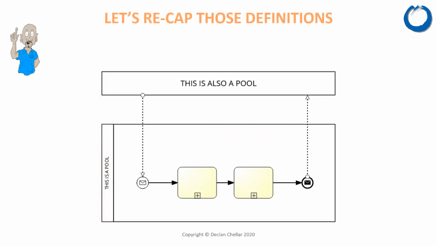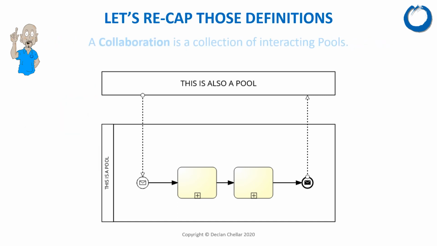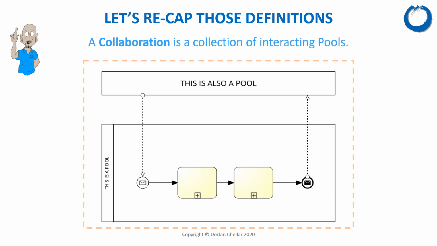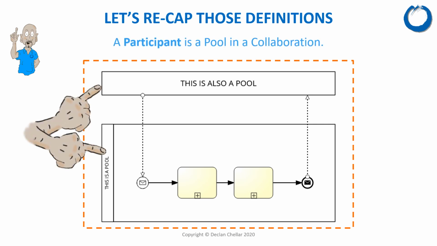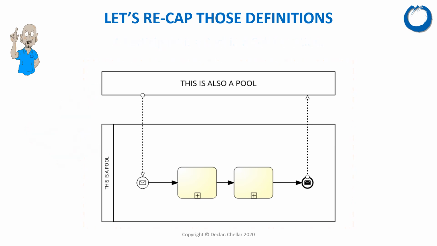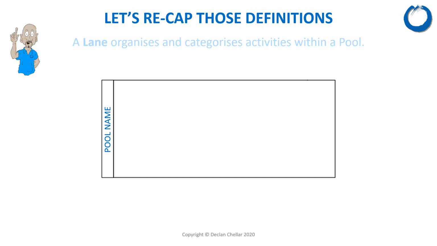Let's recap those definitions. A pool represents a process or an entity interacting with a process. A collaboration is a collection of interacting pools. A participant is a pool in a collaboration. A message flow represents an interaction between participants. A lane organizes and categorizes activities within a pool.